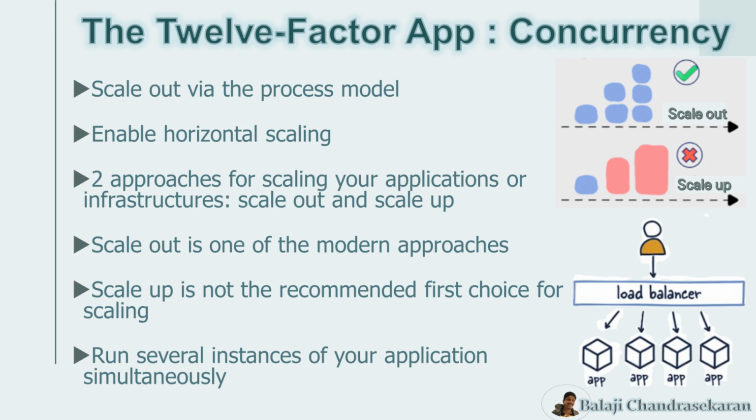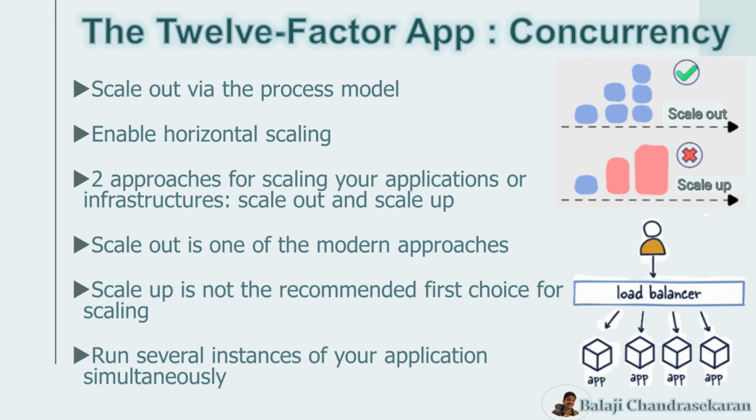There are two approaches for scaling your applications or infrastructures: scale out and scale up. Scale out is one of the modern approaches for 12 factor applications. You can manage the number of cloud instances to grow your application and make it scalable and elastic. A single large process can be turned into a series of smaller processes by scaling out an application. You can then spread your native cloud application load across these small processes.